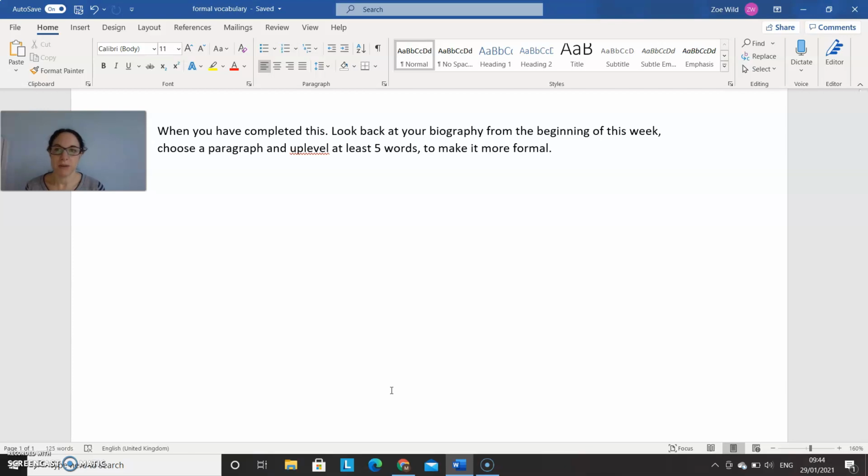Choose a paragraph that you're going to up-level. Find at least 5 words to up-level. So you'll have to find a paragraph that's going to fit, where you can find at least 5 words. If you can't find them all in one paragraph, then you can look at other paragraphs as well. The main thing is that you're learning how to up-level your vocabulary so that it sounds more formal and grown up.